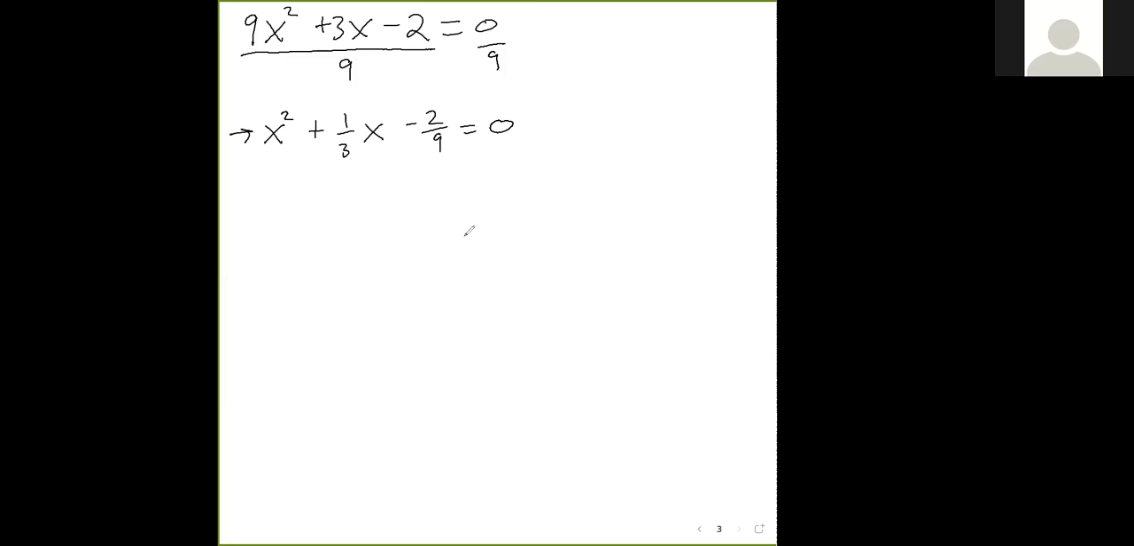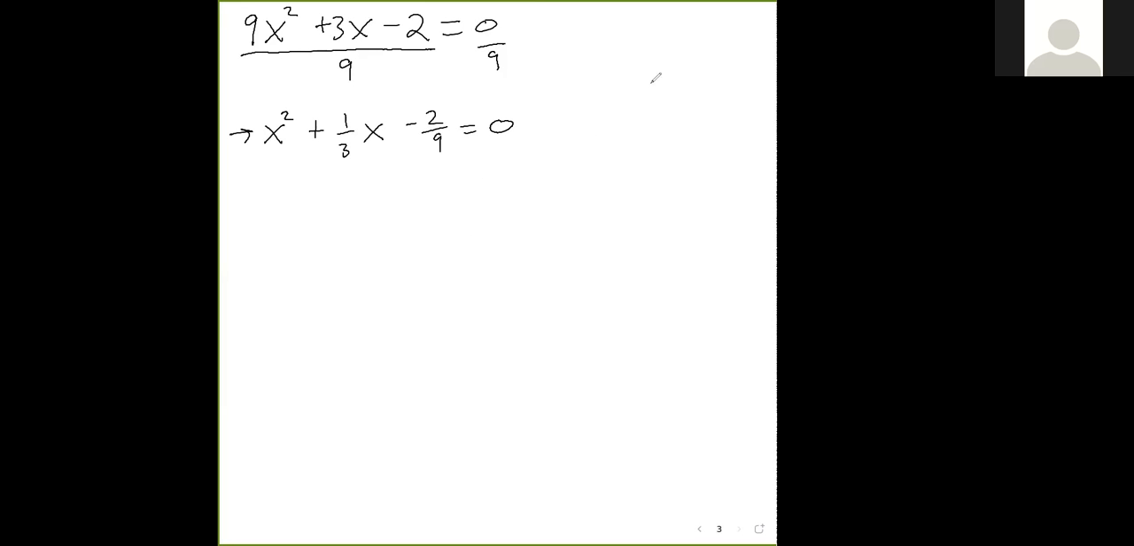How about 9x squared plus 3x minus 2 equals 0? This is our first one where it's not leading coefficient of 1. So the first step is to make sure that that is true. So I'm going to divide both sides by 9. Now I have x squared plus 1/3 x minus 2/9 equals 0.